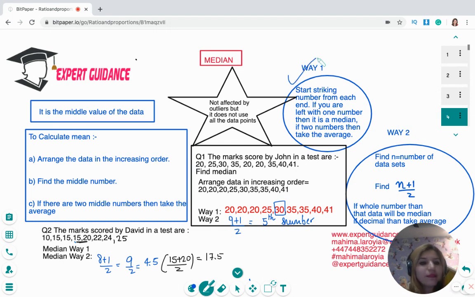Either you do n plus 1 divided by 2 terms, or you start striking the numbers from the ends. If you're left with one single number, that will be the median, or if two numbers, then the average will be the median.